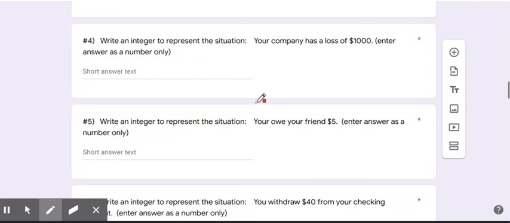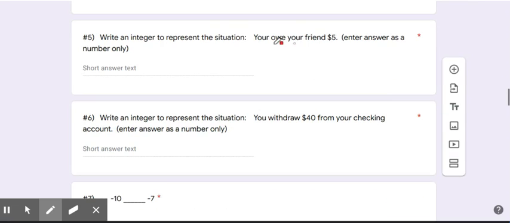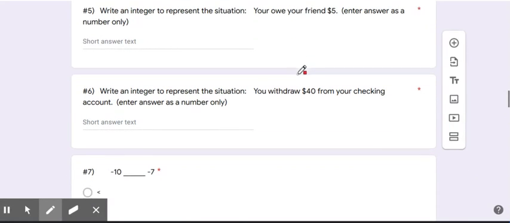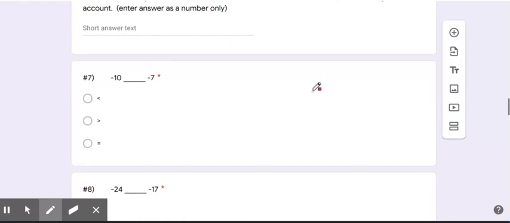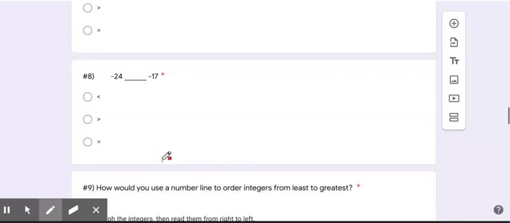In numbers 4, 5, and 6 here, you're again writing an integer to represent the situation. You had a loss of $1,000, so if you're losing money, that's going to be a negative number. If you owe somebody money, that's also a negative number. And if you withdraw money from your account, that's a negative number. Number 7 and 8 there, you're comparing those integers.